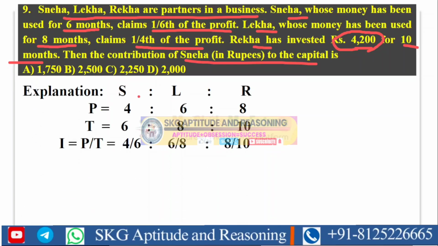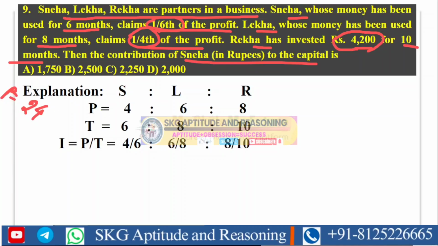So there are three persons, Sneha, Lekha and Rekha. Sneha is claiming one-sixth of the total profit and Lekha is claiming one-fourth of the total profit. So we need to take the LCM of 4 comma 6. The LCM for 4 comma 6, we can take as either 12 or 24. So here I will take the total profit as 24 parts. Or we can also take 12. There is not a problem.